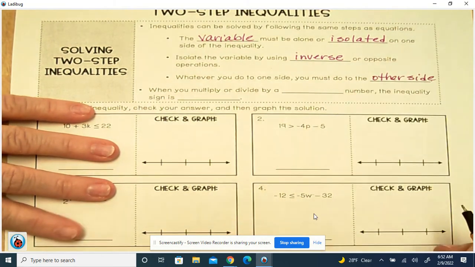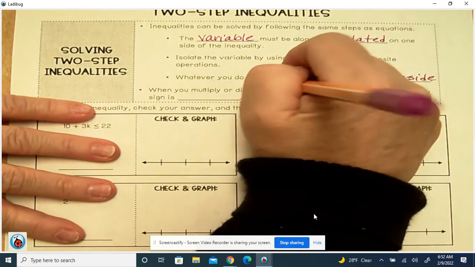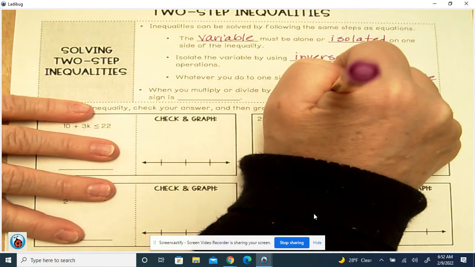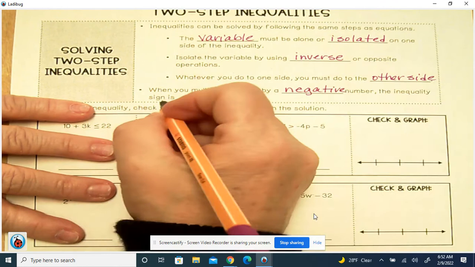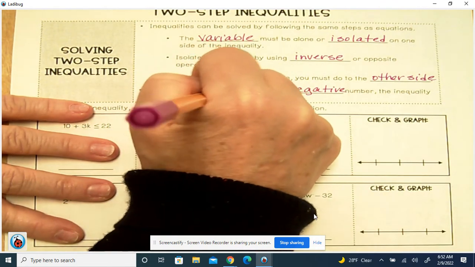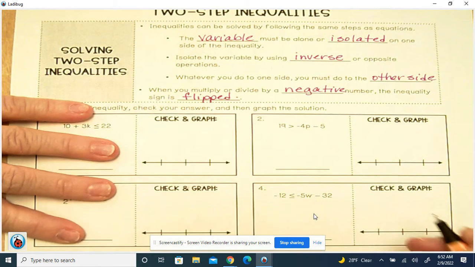When you multiply or divide by a negative number, the inequality sign is flipped or switched. The opposite direction is flipped.